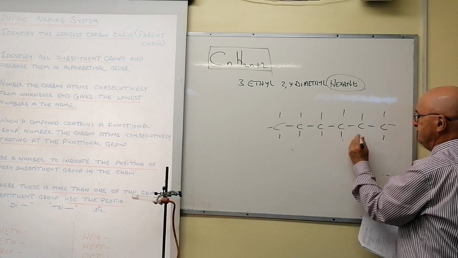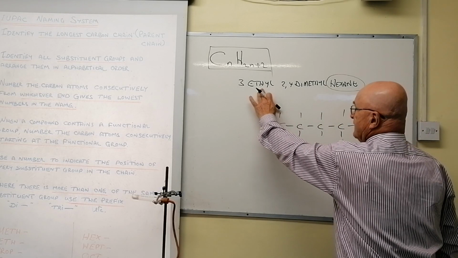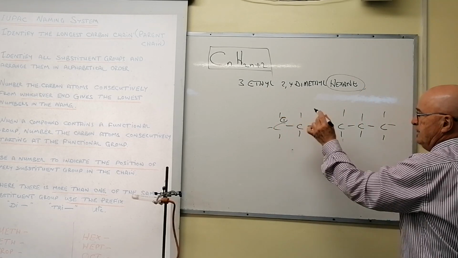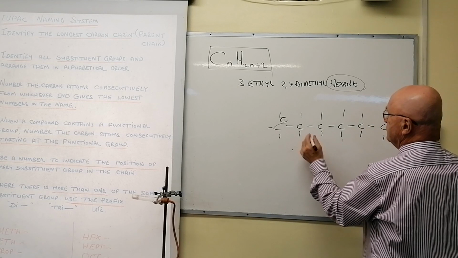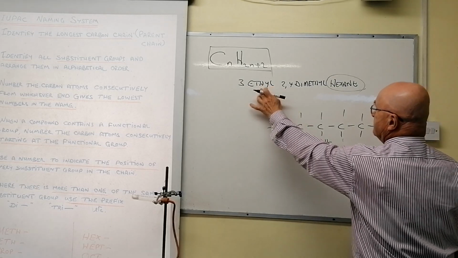There's hexane for you. That's hexane. You have an ethyl group at number 3. That's number 1, number 2, number 3, number 4, number 5, number 6. So we have an ethyl group here, that's going to be C2H5. Now take my word for that, that's the ethyl group there.